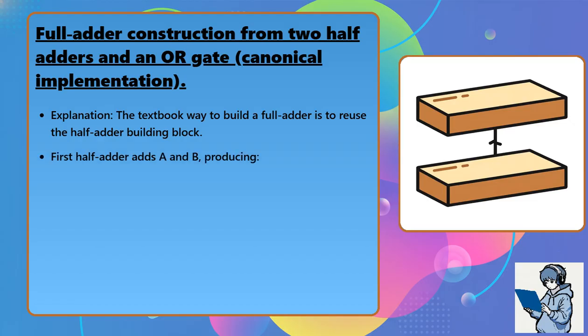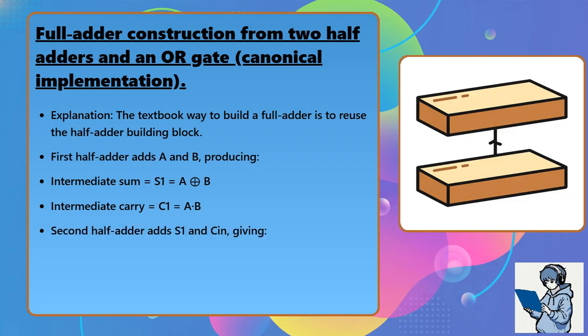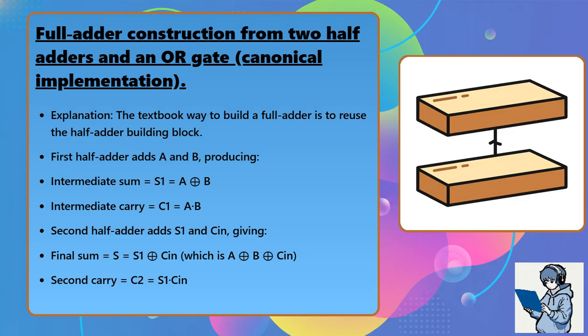The first half adder adds A and B, producing intermediate sum S1 equals A XOR B, and intermediate carry C1 equals A and B. The second half adder adds S1 and Cin, giving final sum equals S1 XOR Cin, which is A XOR B XOR Cin. The second carry C2 equals S1 and Cin.